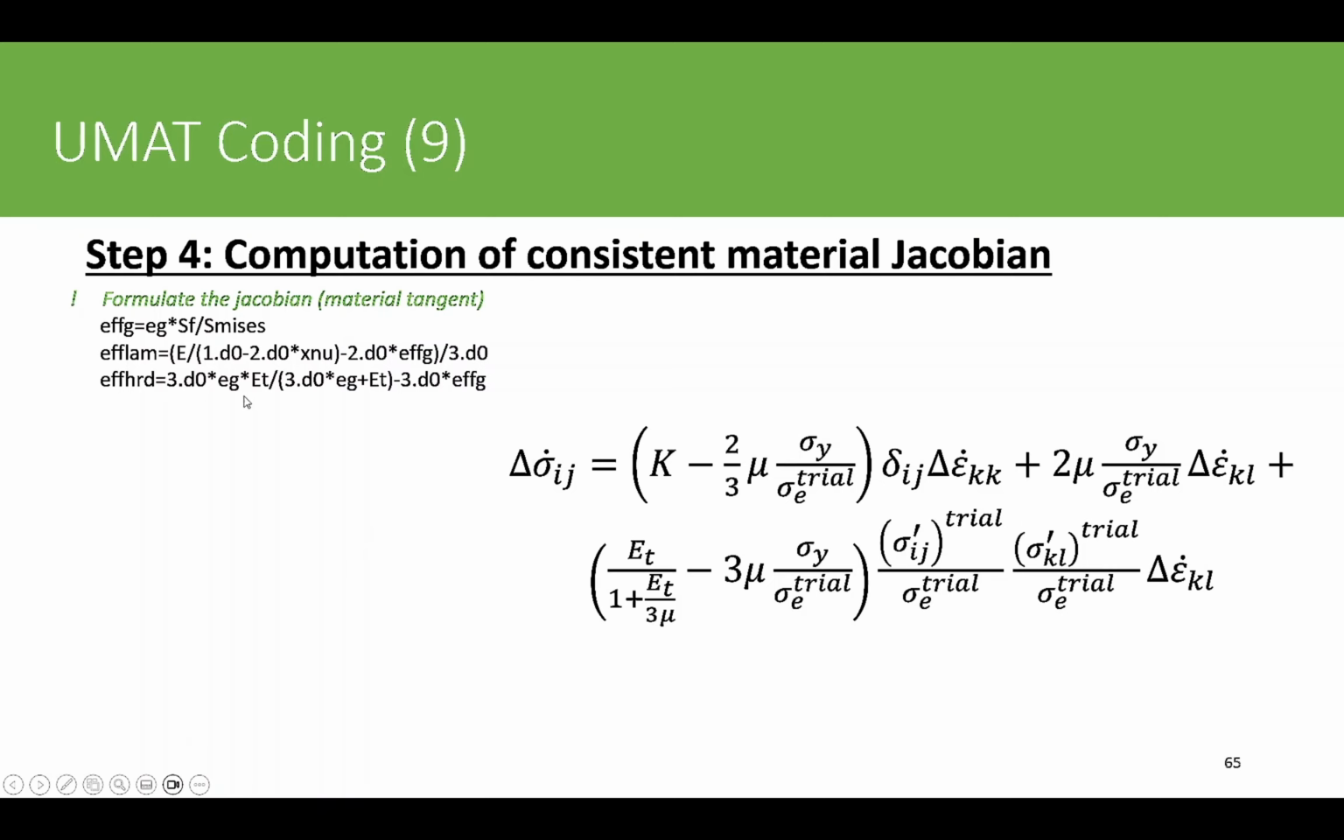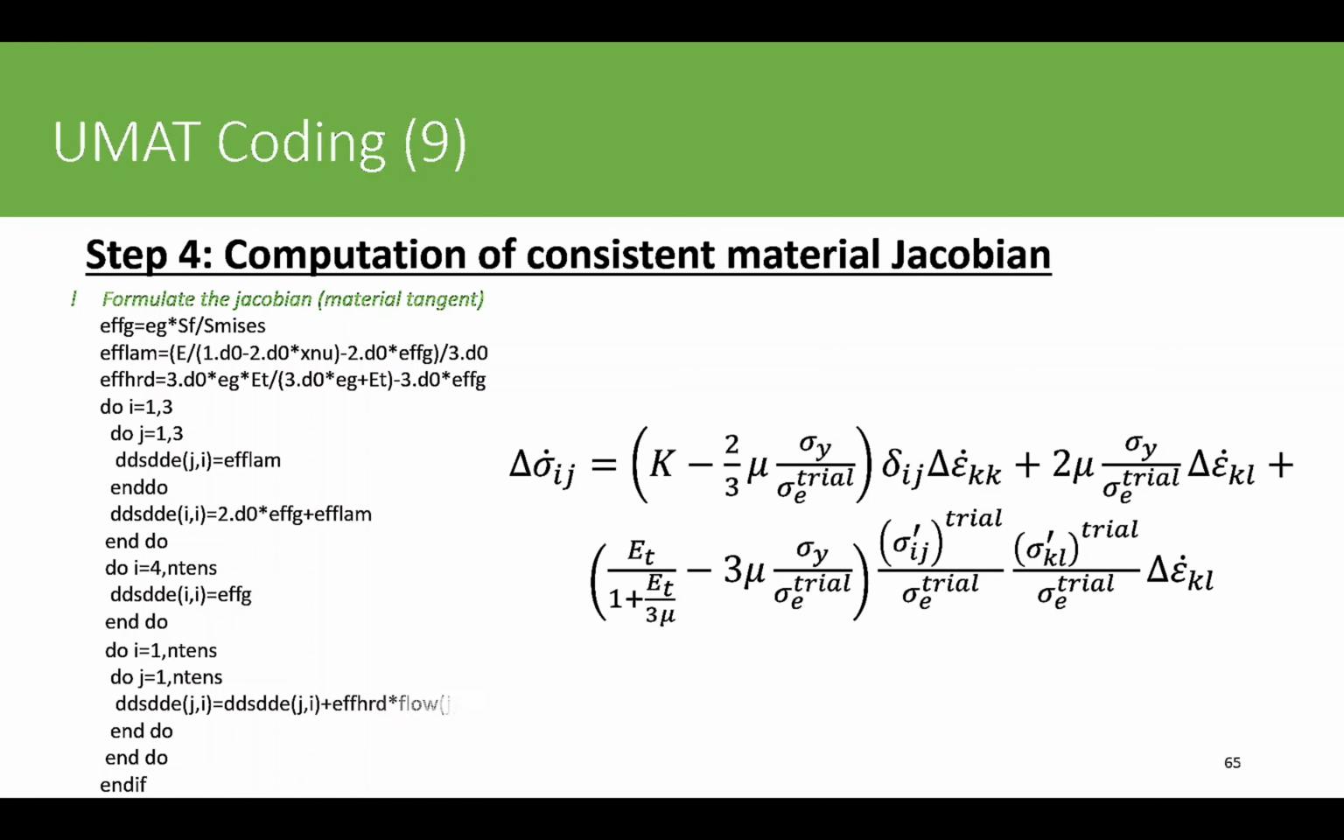So 3 times mu, which is this, times ET, which is this, because I take the LCM and then take it up, over 3 times mu plus ET, which is the denominator then. So I just simplified this relationship here. Minus 3 times, again, this whole thing is EFFG. So I first define all these and then I update this DSD DE.